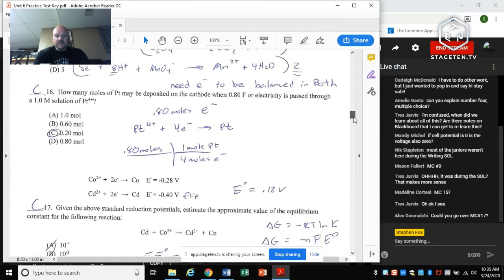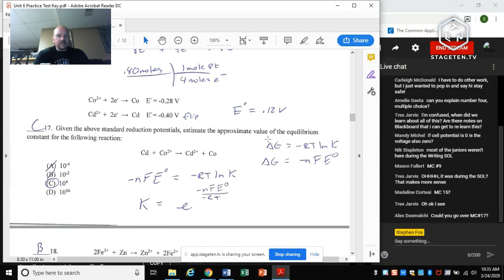All right, 17. Given the above standard, approximate the value of the equilibrium constant. So this is just using our equations, right? Again, these equations are in your formula sheet. If I know cell potential, I can calculate delta G, and if I can calculate delta G, I can calculate the equilibrium constant, right? So you could just plug it in. You have to figure out your cell potential.